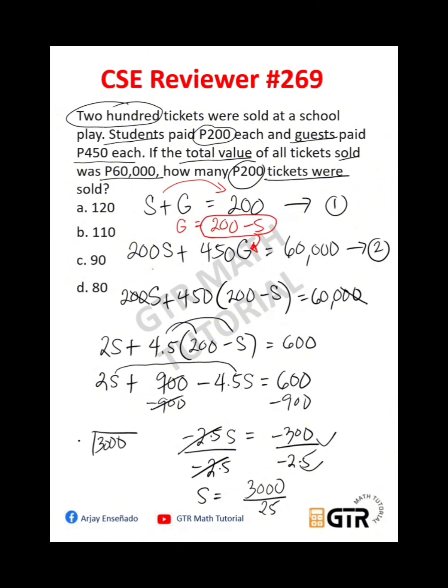3,000 divided by 25. We have 1 times 25 is 25. Subtract, we have 5. Bring down 0. 50 divided by 25 is 2. 2 times 25 is 50. So just copy the remaining 0. The answer is 120, letter A.